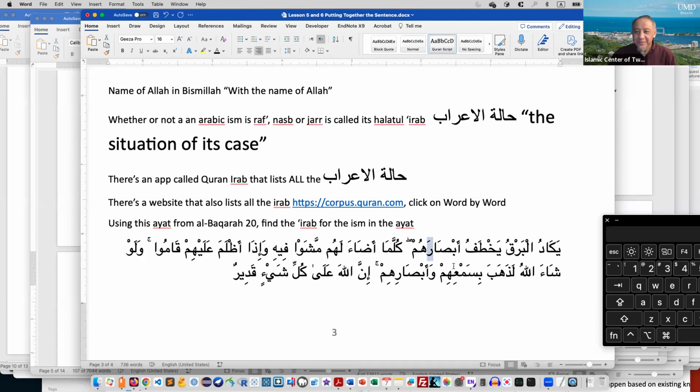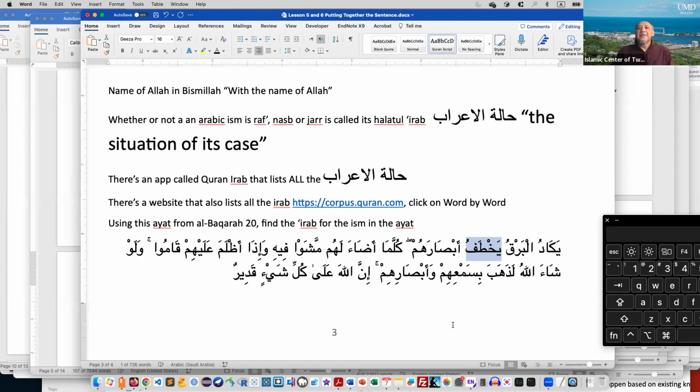Absarahum. Okay, so where's the action? Yakhtafu, took away. The lightning took away. Took away what? What's the object? Took away their sight, absarahum. So that's nasab.